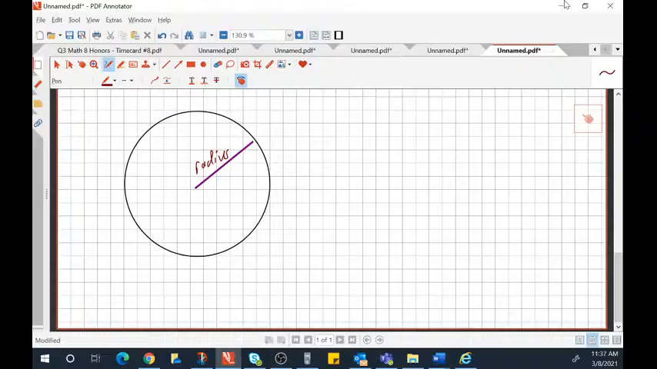Did you guys label the radius? I don't see the radius on there. Remember, that's the distance from the middle to the outside. Anybody got their scraps first for me? Scraps, scraps. Scraps. That's okay. I'll be back. I want the scraps.